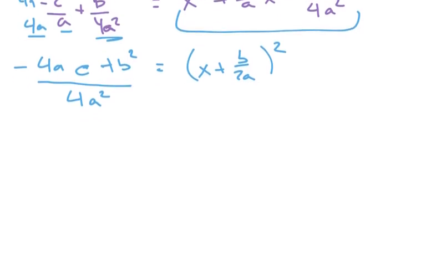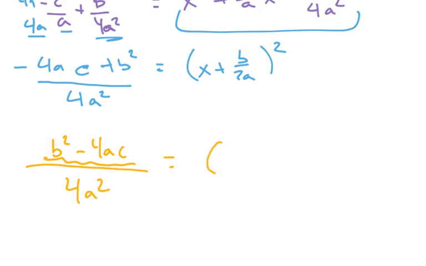I'm going to go ahead and clean this up a little bit. This is b squared minus 4ac all over 4a squared. So you're starting to see the discriminant right here, right? Now, the goal here is to get a by itself. I'm sorry, x by itself.